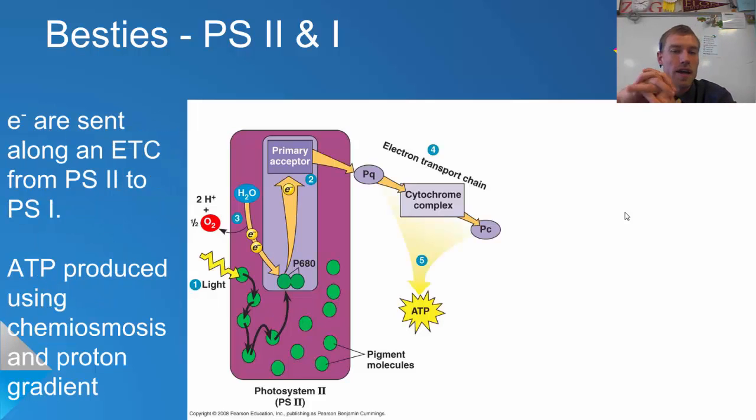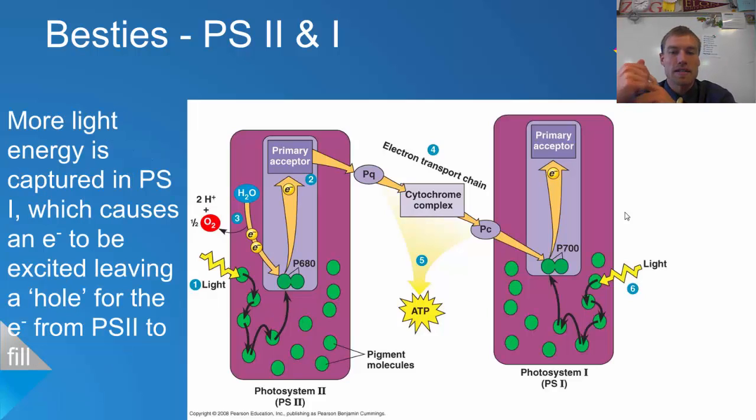The electron that is now in the primary acceptor is going to be sent down an electron transport chain. And again, it's going to be moving from areas of low electronegativity to areas of high electronegativity, and that is going to produce ATP. It's going to produce it using chemiosmosis and a proton gradient, just like we learned about when we talked about the mitochondria. That electron that has now gone down the electron transport chain is going to reach P700 in photosystem 1.